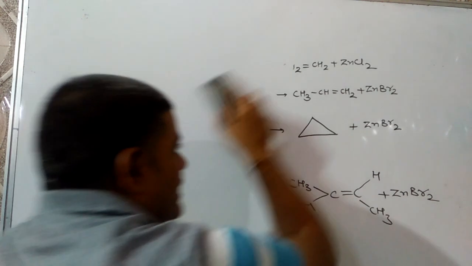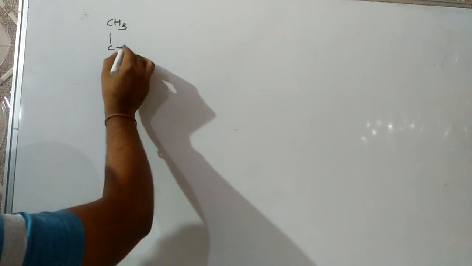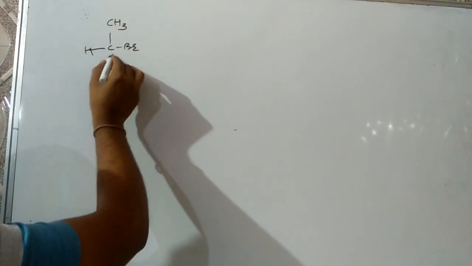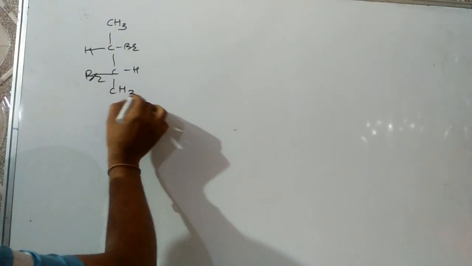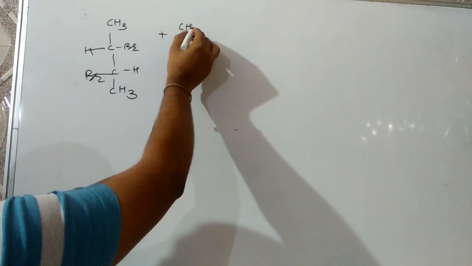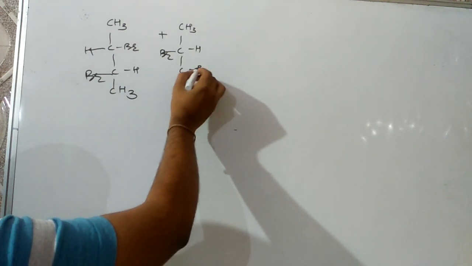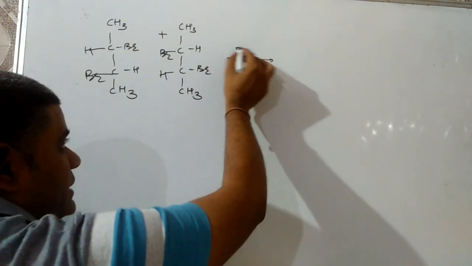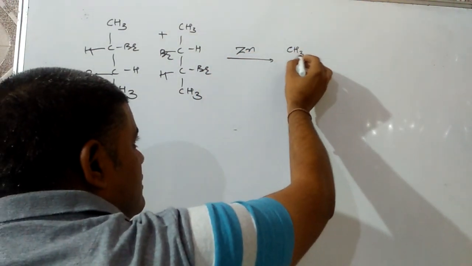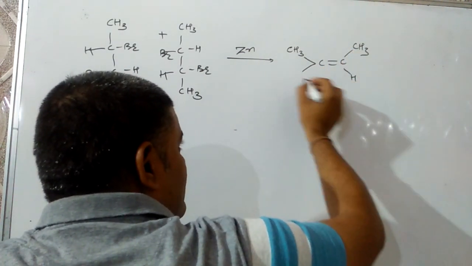Next question might be about the racemic mixture. What happens when the racemic mixture, plus-minus 2,3-dibromobutane, reacts with zinc metal? Here the product will be cis-butene because anti-addition has taken place here. So we will get cis-butene.